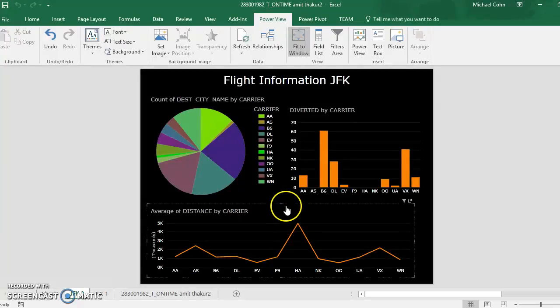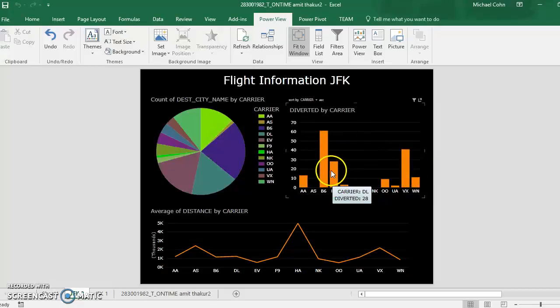When we come to the second page of the dashboard and we look at the top right hand corner, you can see a bar chart which shows the number of flights that are diverted by the different airlines. And again, over here you can see that most of the flights diverted are pretty low. If you see American Airlines and Southwest, they are all diverting a very low amount of flights. Only JetBlue, Delta, and Virgin America have a higher number of flight diversions. Again, we need to investigate to find out what is the reason behind these flight diversions.